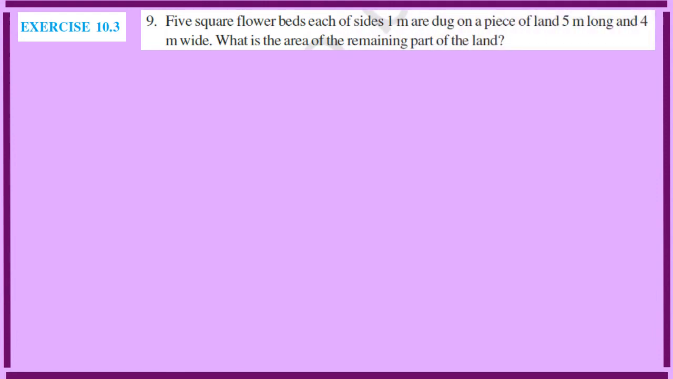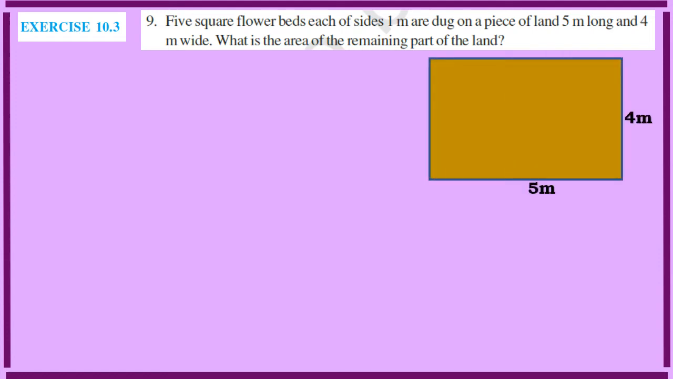5 square flower beds, each of side 1 meter, are dug on a piece of land 5 meter long and 4 meter wide. What is the area of the remaining part of the land? So let this be the piece of land, 5 meter long and 4 meter, that's the length and breadth. And what is done there? 5 square flower beds are dug on the land. So let this be the 5. All of them have side 1 meter, square.